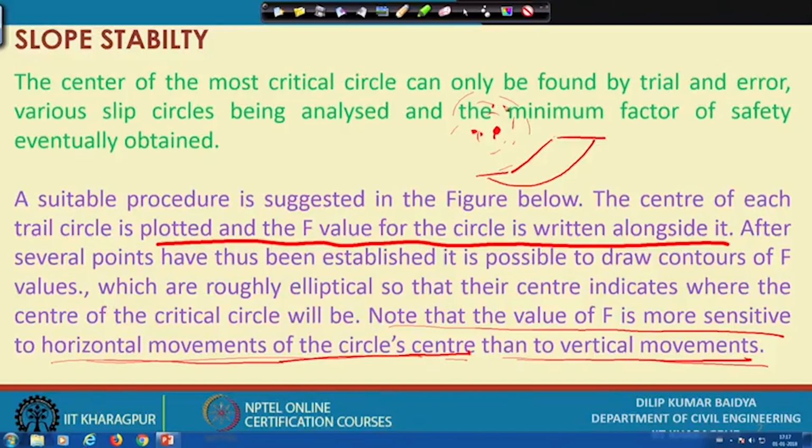So, there are some guidelines. That means, once you set this one, either you can go this side or this side, or you can go above or below. Like that you can change the number of points, and for each center of the circle you have to find out the factor of safety, write down the value, then you will get a number of values at different points, then finally you have to draw the contour.